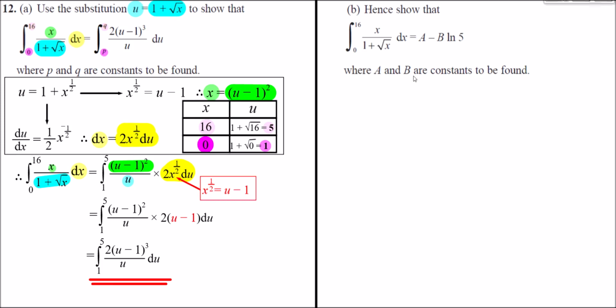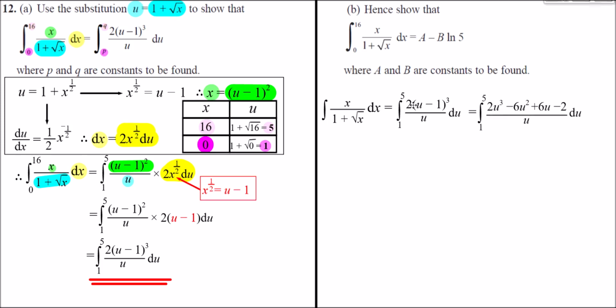Using part A now, we're going to show that the integral from 0 to 16 of x over 1 plus root x is a minus b ln 5, where a and b are some constants to be found. So this is what we had from before. So now what we can do is we can actually expand out this numerator algebraically. So expanding out 2 lots of u minus 1 all cubed. You could use a binomial expansion if you want to, or just do it manually, but take your time, you should get this.